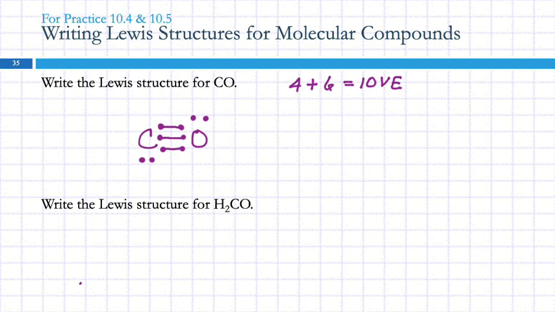Okay. Now, let's count electrons again. So this carbon has 2, 4, 6, 8. Oxygen, 2, 4, 6, 8. Yay, everyone's happy.